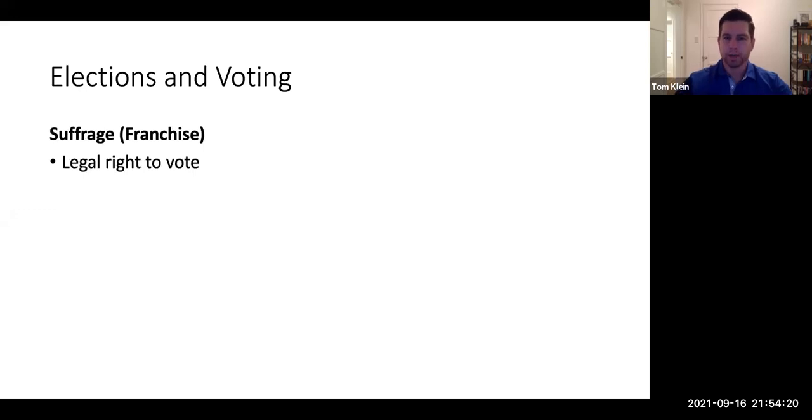So a key term that I'm going to use in this lecture that you need to know is suffrage or franchise. They both mean the same thing. You should know this. I'll test you on this. It simply means the legal right to vote. So when you hear women's suffrage, that's a common term. It means women gain the right to vote, right? Don't confuse it with suffering.